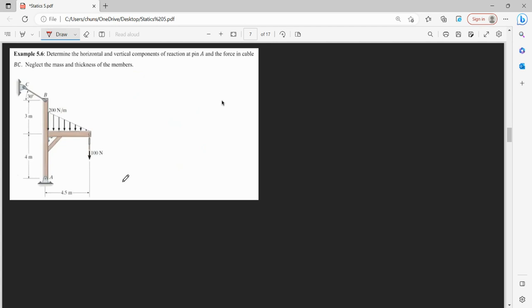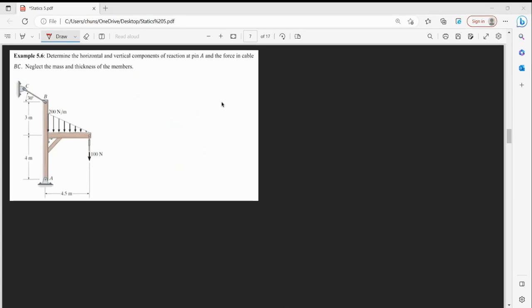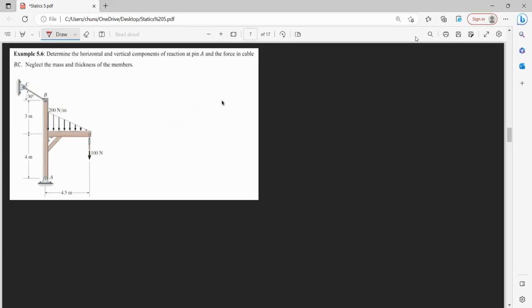All right, and we have this last example here. Okay, so let's start with our free body diagram for this structure. So start us off with this right here. Wow, that looks awful. Hold on.